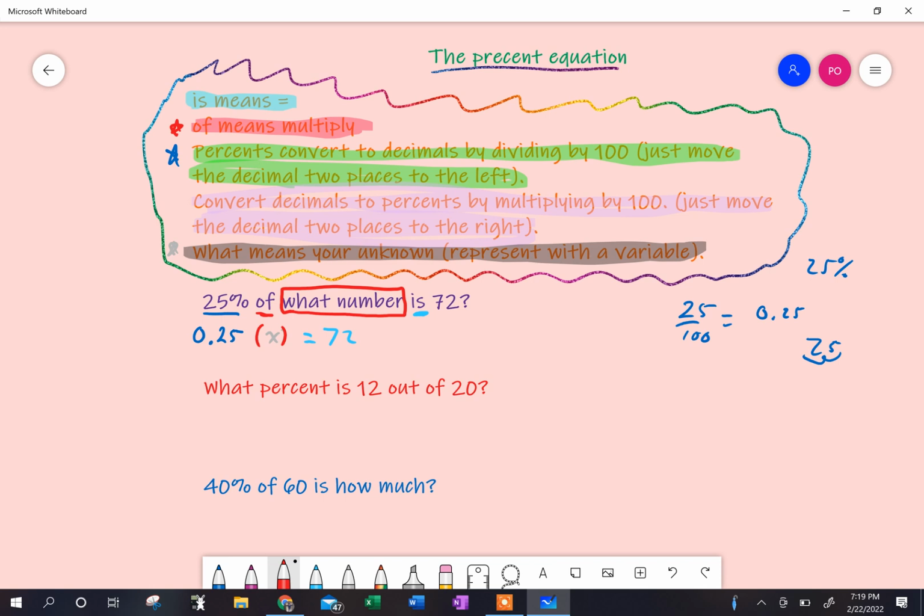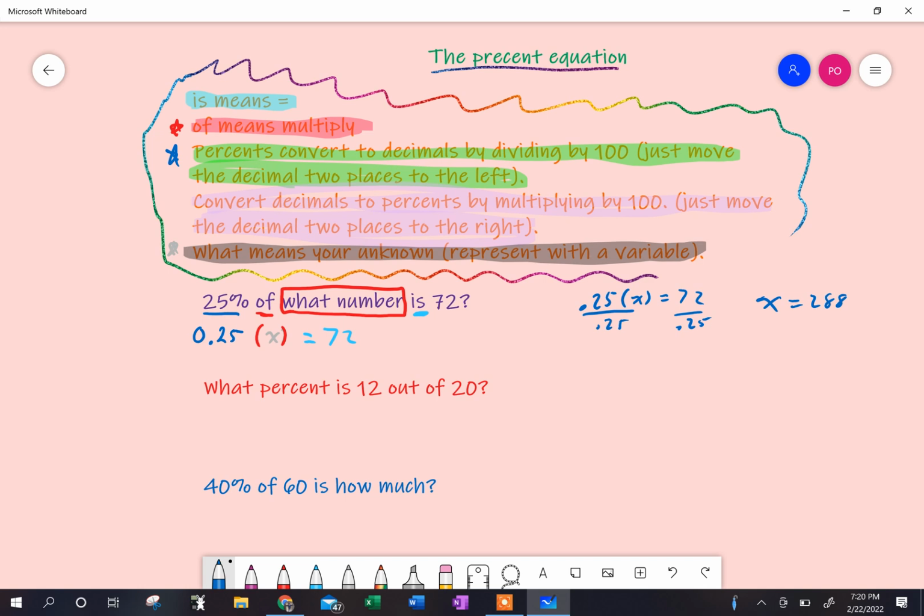So that's it. So you might be saying, what are you talking about? That's it. So I'm just going to rewrite this whole thing real quick. Basically, it says 25%, which is 0.25, or I should say 25 hundredths, of some number, x, is 72. Now we're going to divide by 0.25, or 25 hundredths. And 72 divided by 0.25 is 288. x equals 288.